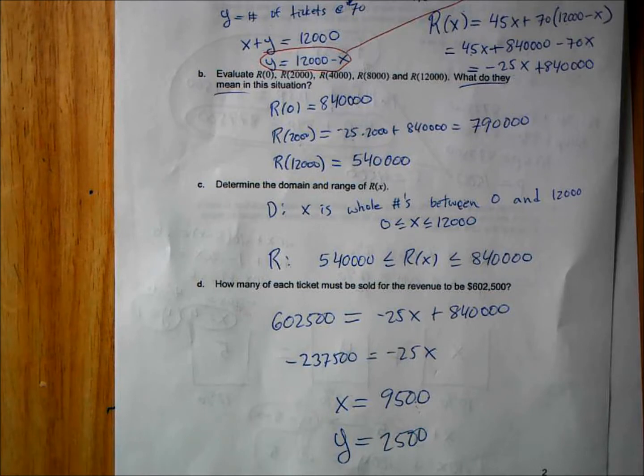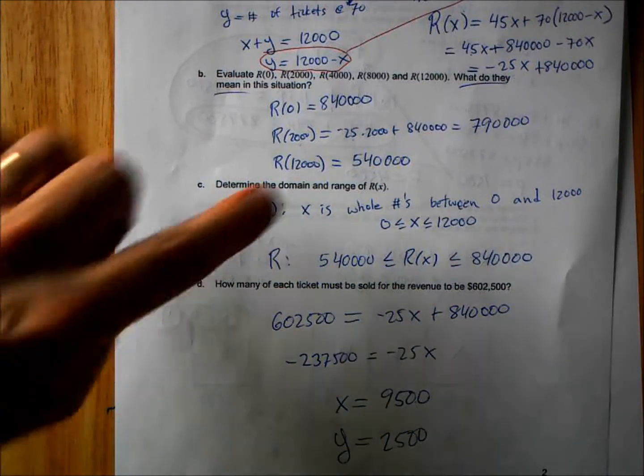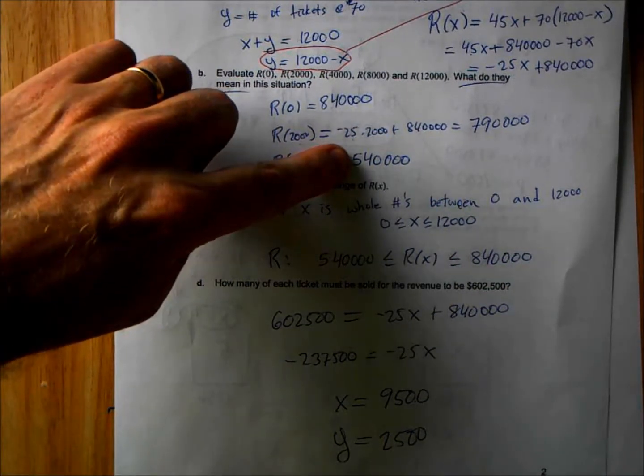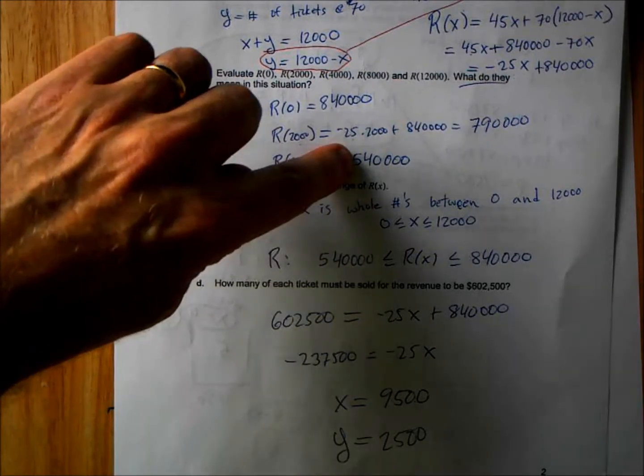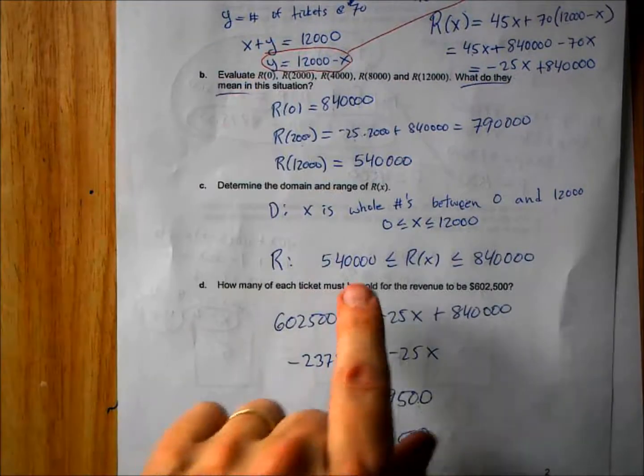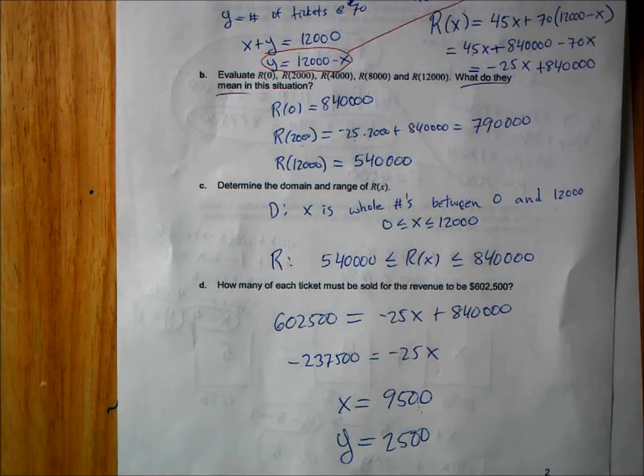You showed me what domain means. Range of the revenue function would mean what possible revenue values we can get. From up above, we can see that the lowest revenue I could have is 540,000, and the highest revenue is 840,000. Again, I really can't get every value in between, but I would accept that answer.